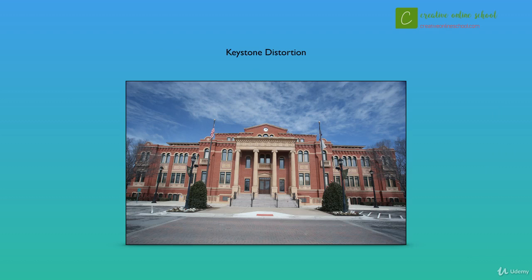The downfall of the wide-angle lens is keystone distortion. You're going to see the buildings look like they're falling backwards. That's called keystone distortion, and there are several things that you can do to correct it. We'll talk about that during this course, but know that that's one of the consequences of the wide-angle lens.